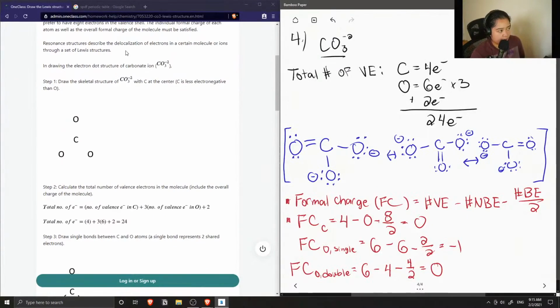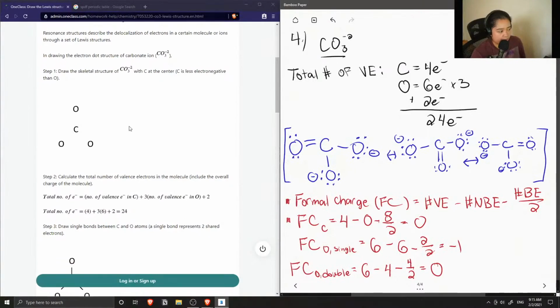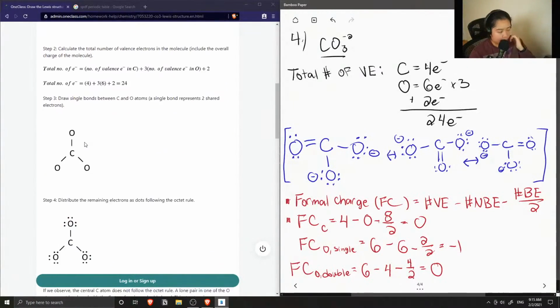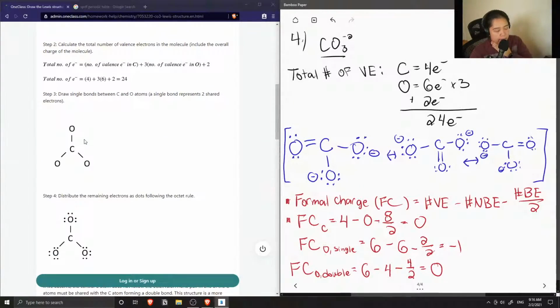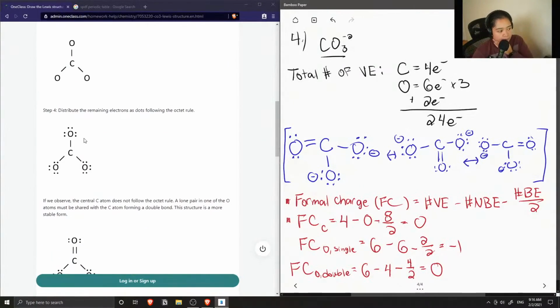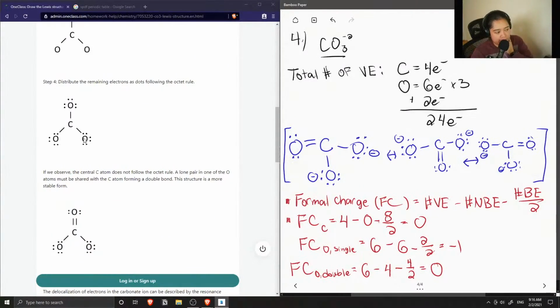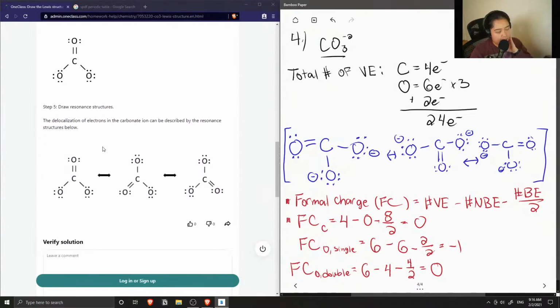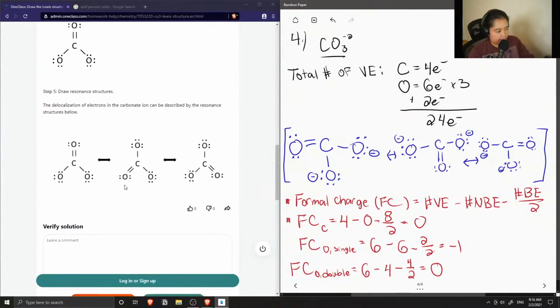Okay, so they started off drawing the skeletal structure of a carbonate ion, with carbon in the center since carbon is less electronegative than oxygen. Step 2, they calculated the total number of valence electrons, so they also got 24. And they showed the single bonds between carbon and oxygen, and noted that the central carbon atom doesn't follow the octet rule, so one of the lone pairs on oxygen must be shared with carbon, forming a double bond. Okay, so they have the correct Lewis structure, they just didn't put the charges.